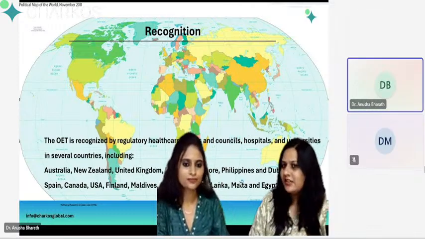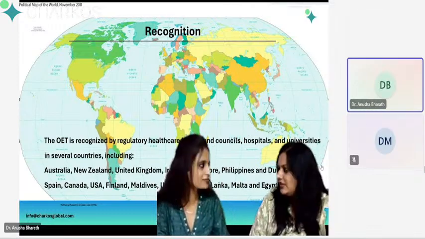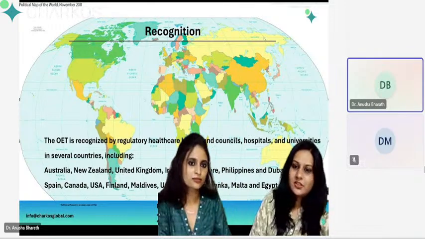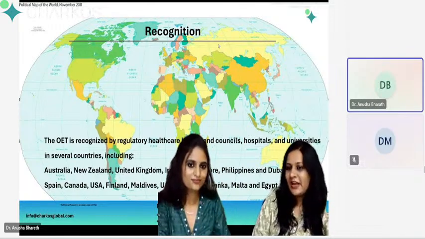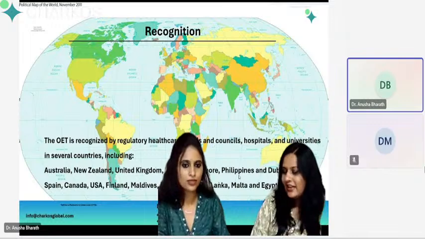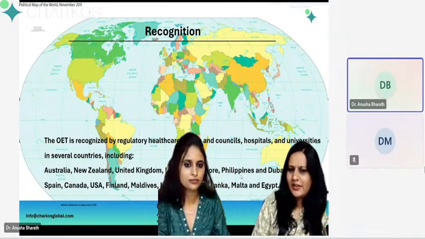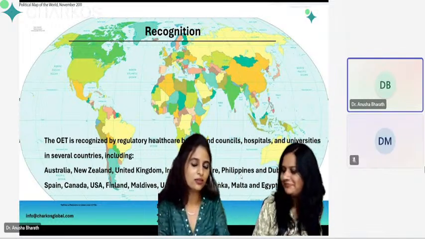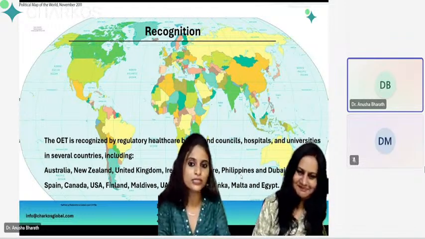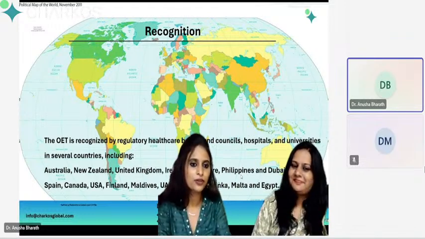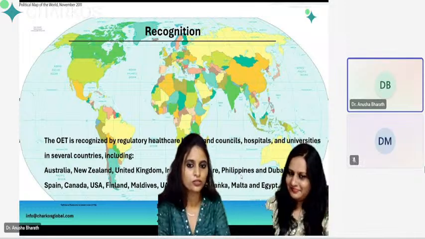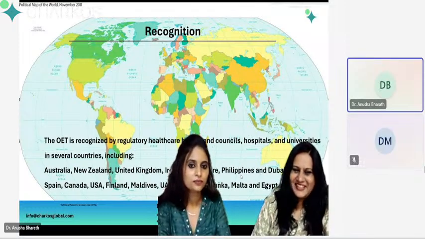So the current slide gives us the clear detail about the OET being recognized by different countries, including Australia, New Zealand, UK, Ireland. Yes, all these countries accept OET, and it is accepted and recognized by regulatory bodies, hospitals, and universities.